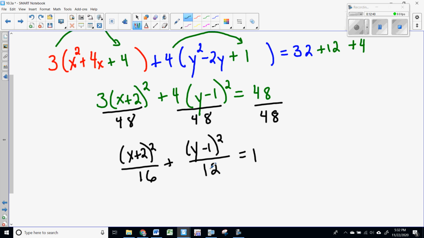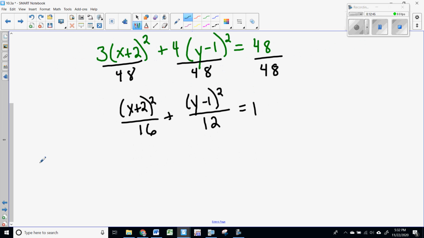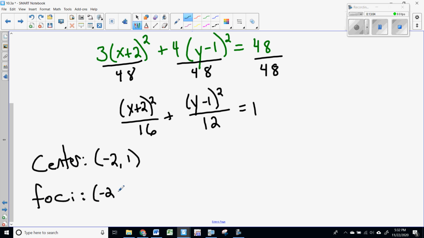Now, if we want to find our center, it is (−2, 1). And our foci, we want to figure out where is the A. The A is underneath the X. So that's going to tell me I am going to add and subtract my C to the X. But I got to find C.